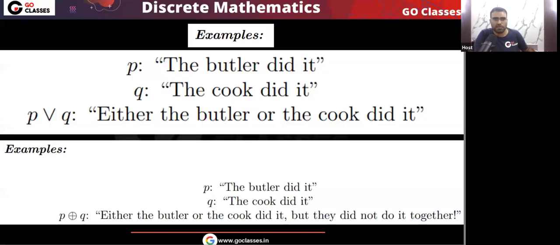Okay, you can see this. This is a screenshot from a top university. You can see this is statement P, the butler did it. This is statement Q, the cook did it. Now you can see what this P or Q is. This is either the butler or the cook did it. Very simple. You can see this next statement, P XOR Q. This means either P or Q, but not both. Okay, is this clear? Very simple. Okay, let's move on.